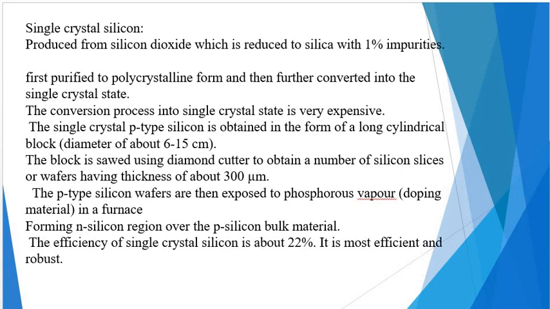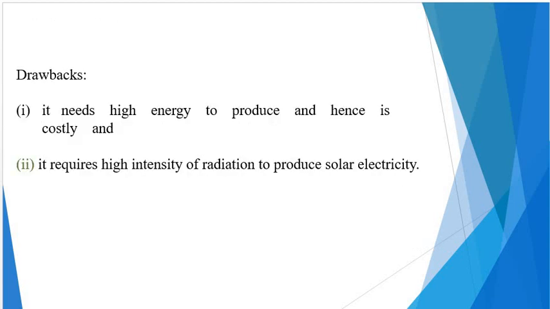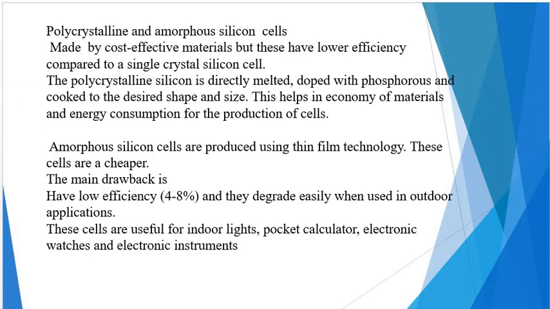The p-type silicon wafers are exposed to phosphorus vapor in a furnace and then N-type silicon region is formed over the p-type silicon material. The efficiency of single crystal silicon is about 22%. It is most efficient and robust. Drawbacks: it needs high energy to produce and hence it is costly. It requires high intensity of radiation to produce the solar electricity.